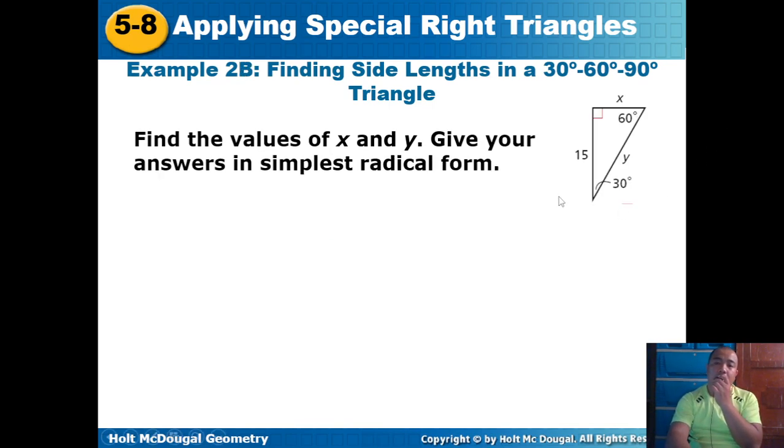Ito naman. If the longer leg is 15, what is x? Divide mo siya ng square root of 3. Okay. That means 15 square root of 3 over 3. That means 5 square root of 3 dito. 5 square root of 3 yung x. Yung y naman, times mo yung 5 square root of 3 by 2. That's 10 square root of 3.